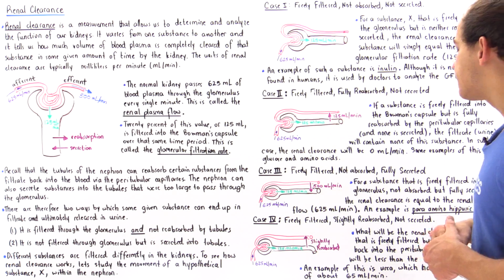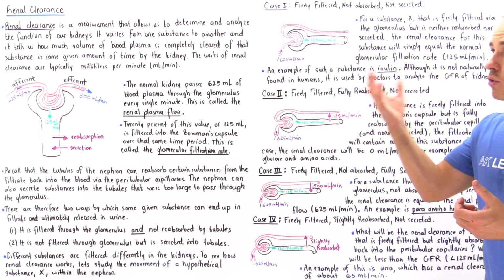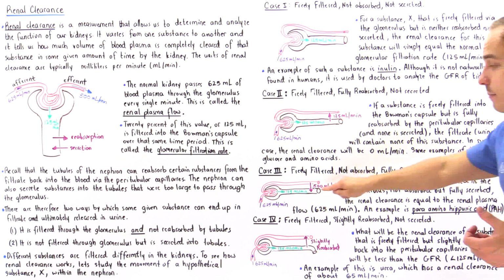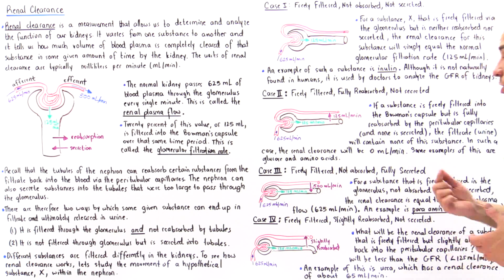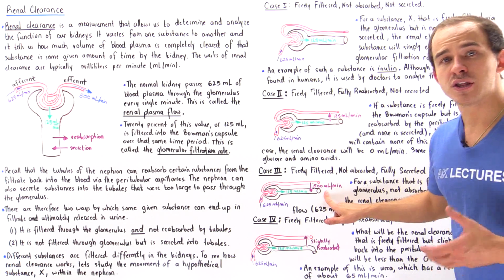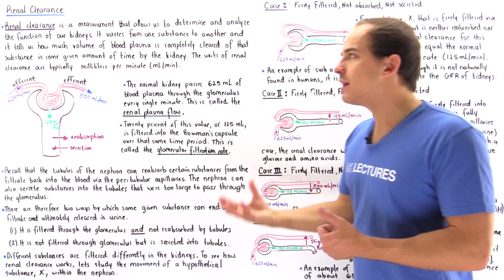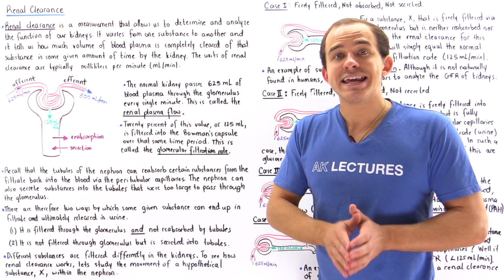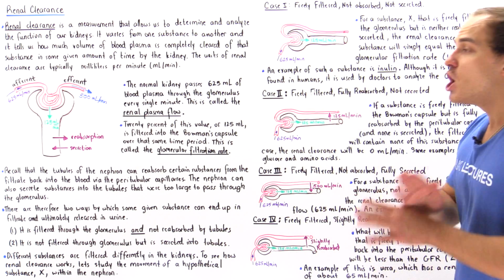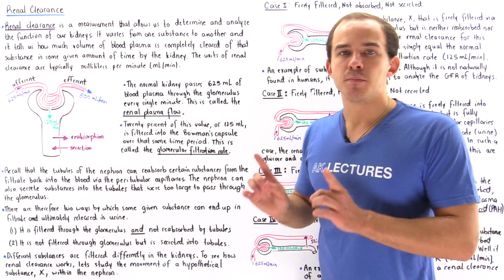So what does that tell us about our renal clearance? Well, because none of it is actually reabsorbed, we have 125 plus 500, and that gives us 625 milliliters of blood volume every single minute that is cleared, and that means none of that substance will actually remain in our blood plasma.